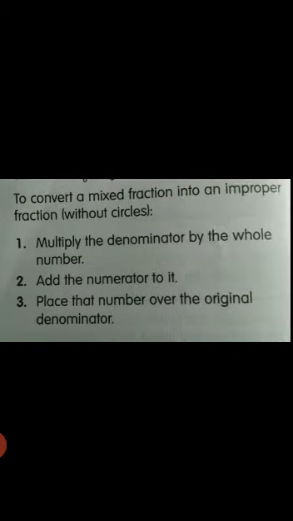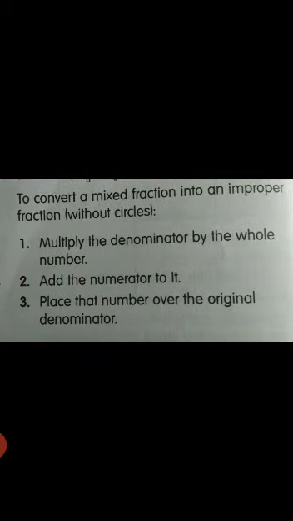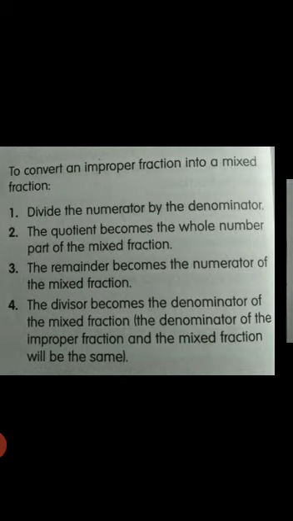To convert a mixed fraction into an improper fraction without the circle, we have to first multiply the denominator by the whole number and then add the numerator to it. After that, we can place that number over the original denominator.